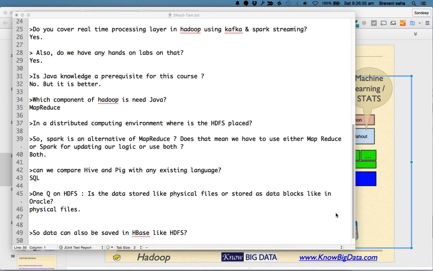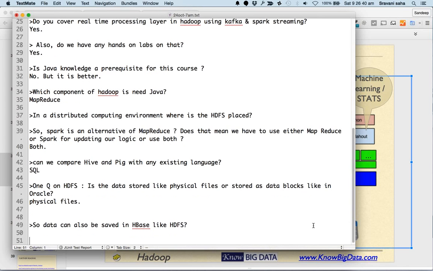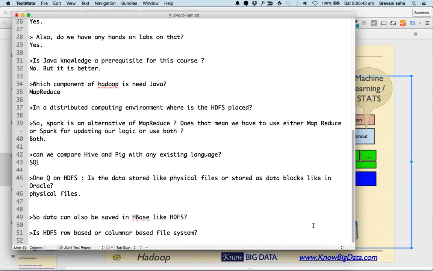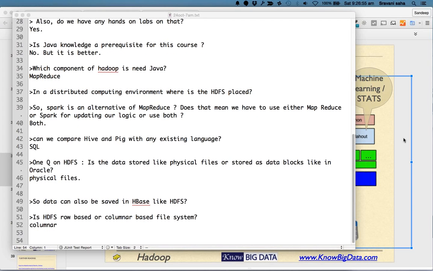Next question is, is HDFS a row-based or columnar-based file system? So it's columnar. We will understand what columnar is. And I have seen that there's a huge misconception around columnar databases. We will discuss all these things in detail.